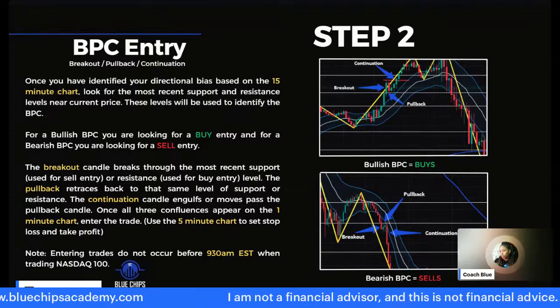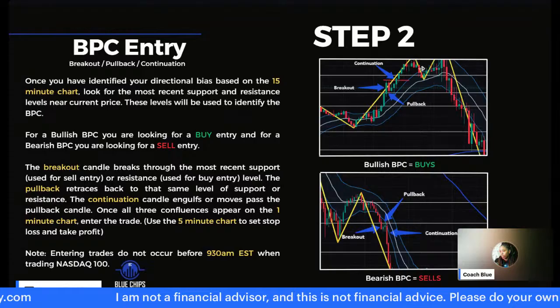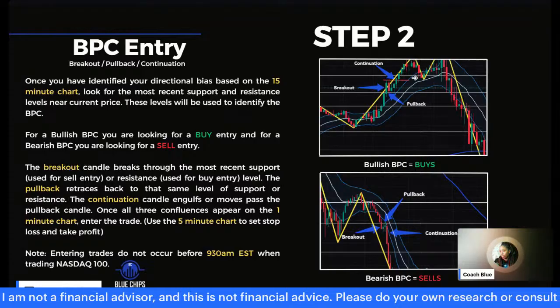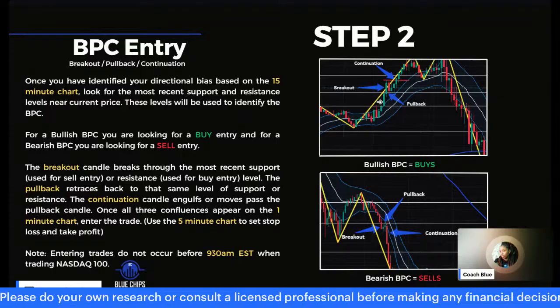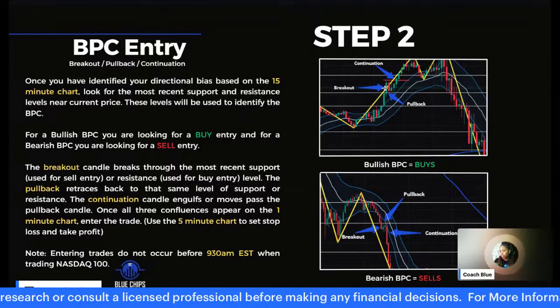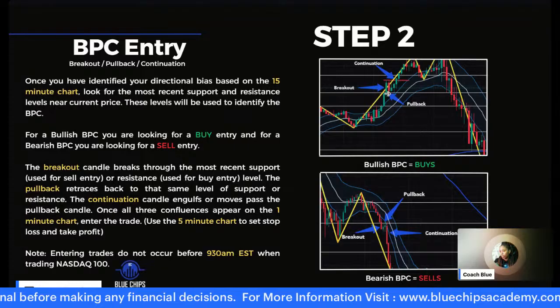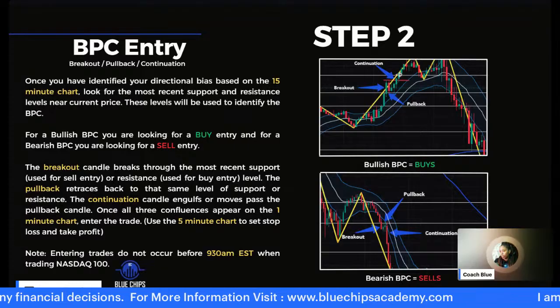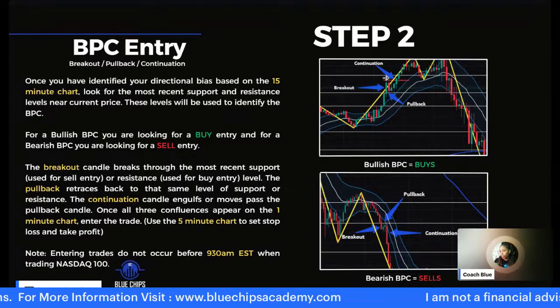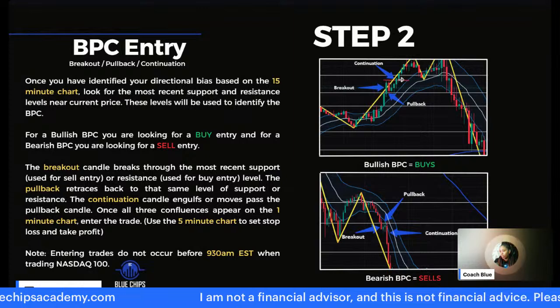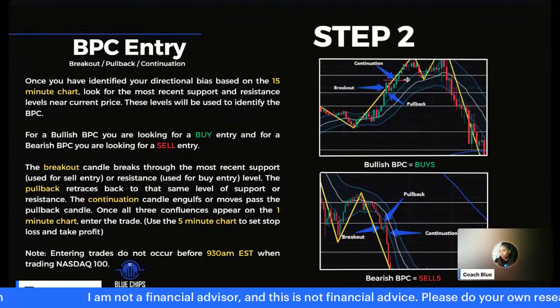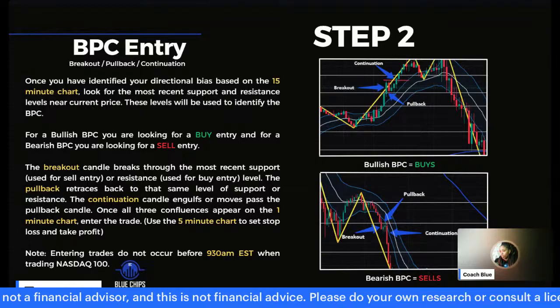With the bullish BPC, we're looking at a couple of things. Here's our breakout. The candle breaks out of this key level. That's considered a breakout. Price pulls back here and then continues to the next level. That's the continuation. That continuation level needs to close above the pullback area. That's what makes the continuation valid.